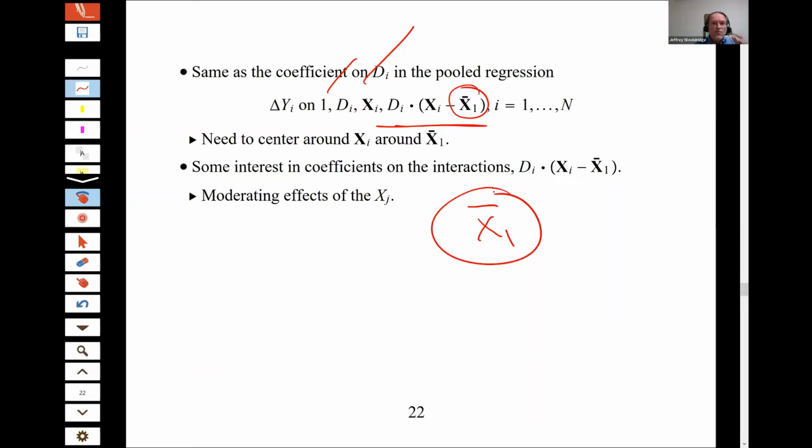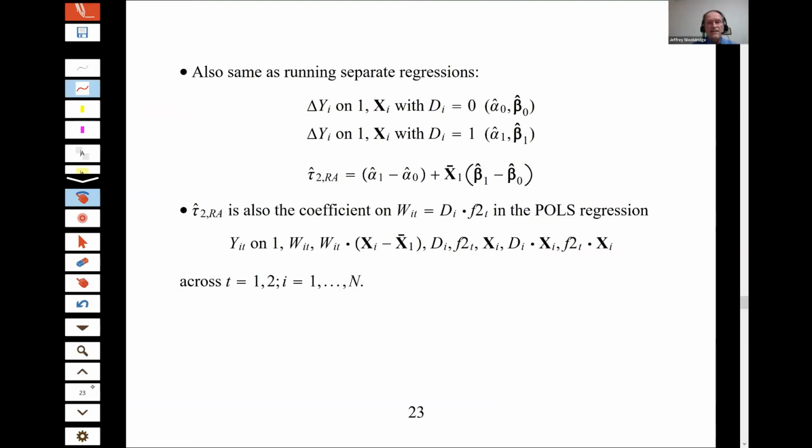One thing I like about this representation is we're actually interested in these coefficients sometimes, because these give us the so-called moderating effects, right? We can see whether the treatment on average is different across different subpopulations based on the x's. So I like that. It's the same as running two separate regressions. I'll skip over that. This is just an algebraic equivalence.